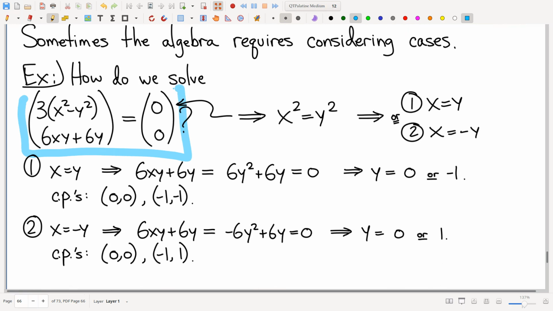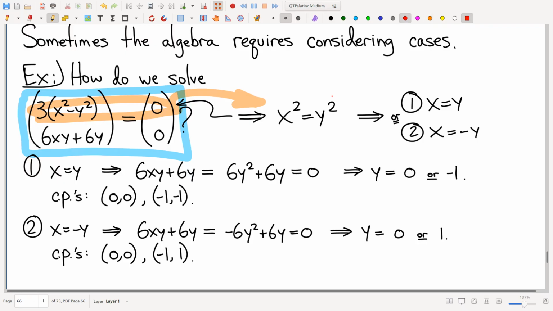Now, this system of equations does not come from an optimization problem, but something along these lines easily could. So let's take this as an example and talk about how to solve this system of equations. And this one is actually also not so bad, but it does have a landmine in it, and so we need to talk about it. The first equation tells you x squared is equal to y squared.